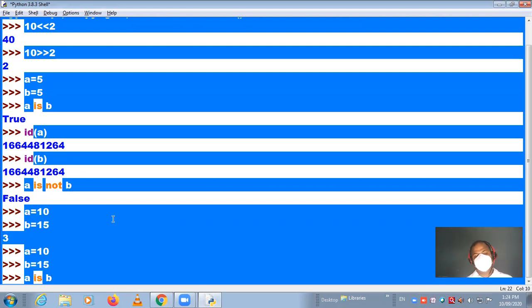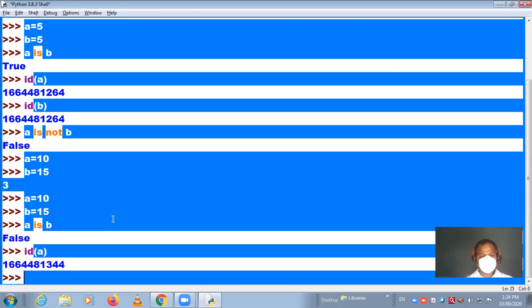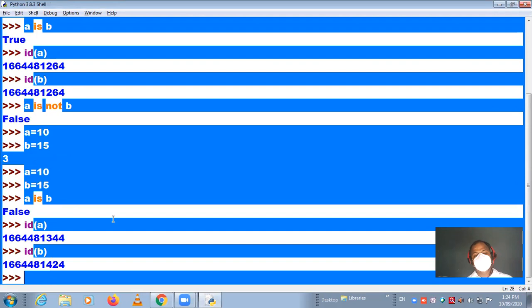Because A is indicating 10 and B is indicating 15, so definitely it is false. You can check it using the id function. id of A gives 166448134. That is the ID of the A variable, and if we write id of B here, then we will get a different one. See the difference, 424. That is why it is stating false.